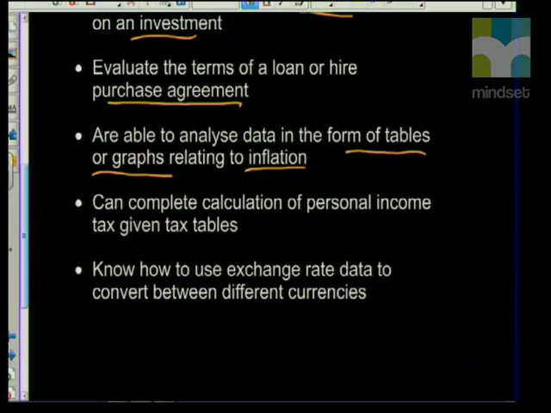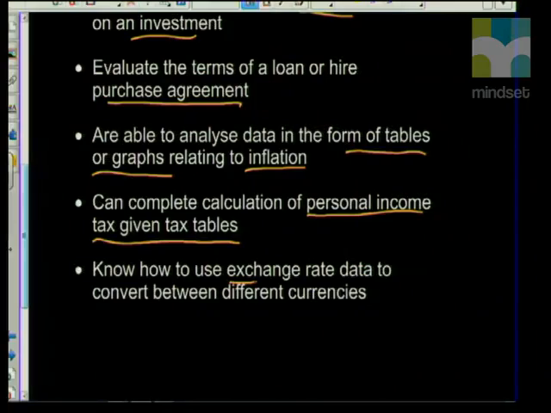Now, the second to last section that's also extremely important is that dealing with personal income tax and tax tables. We might not get to all of these examples of all of these points in this session, but please make sure you revise them before you go into the exam. And the last thing is exchange rates. Know how to make conversions between different currencies given exchange rates.